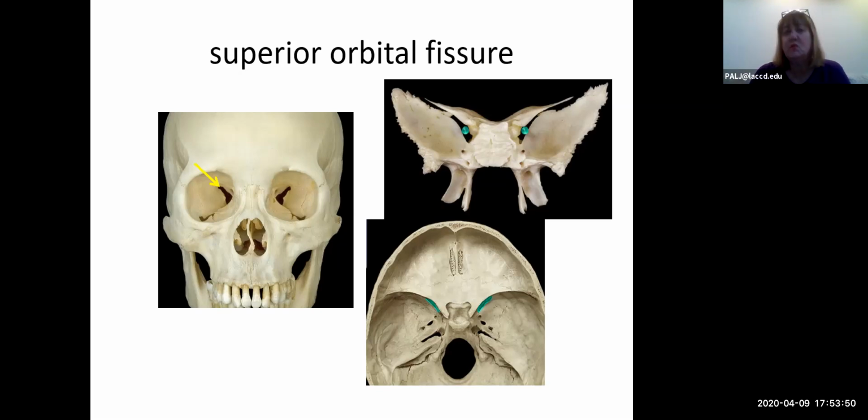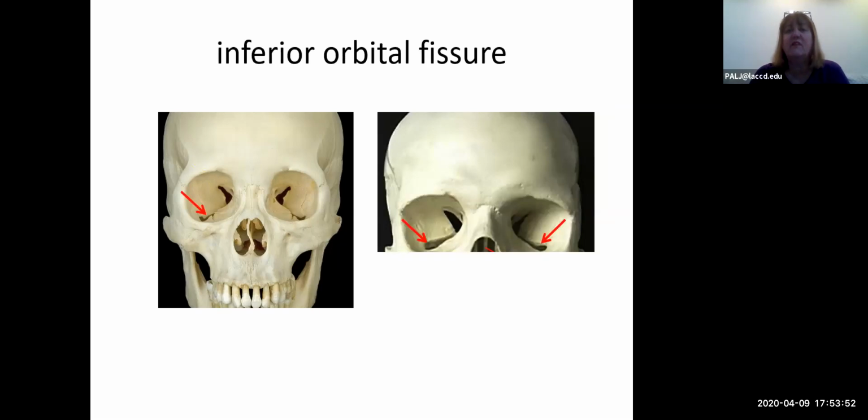And similar to the superior orbital fissure, we're going to have the inferior orbital fissure, which I think is probably seen better in the picture on the right. And so the inferior orbital fissure, superior orbital fissure, and optic canal are three different structures all seen within the eye socket. The punched out hole, that's the foramen, and then the slashes, those are the fissures.